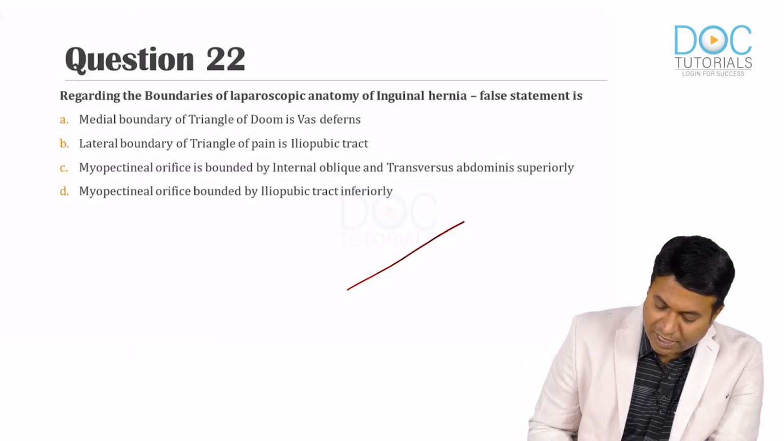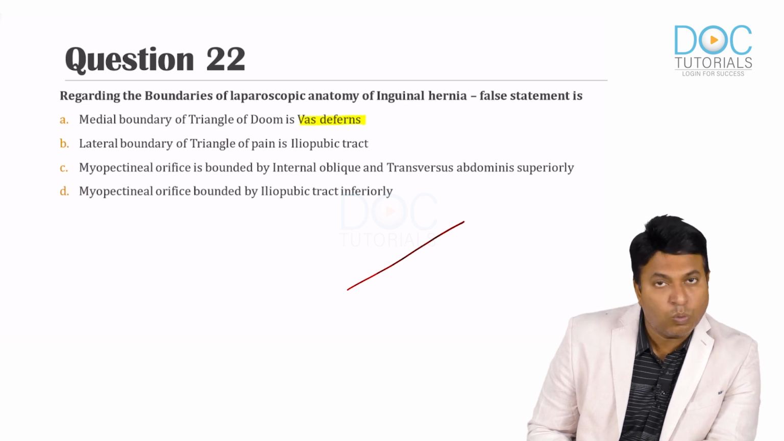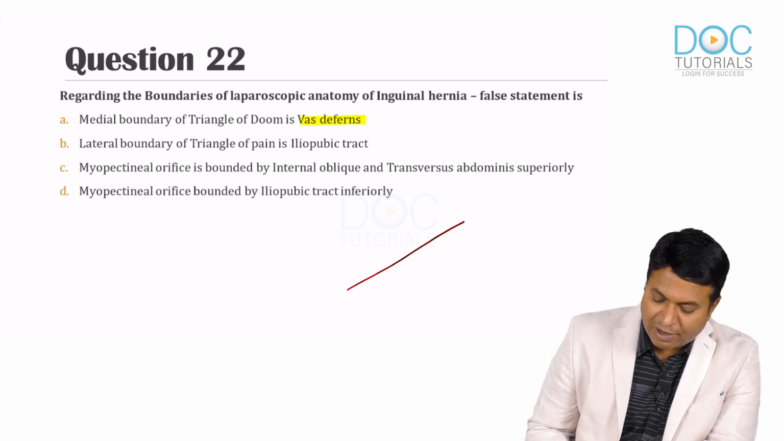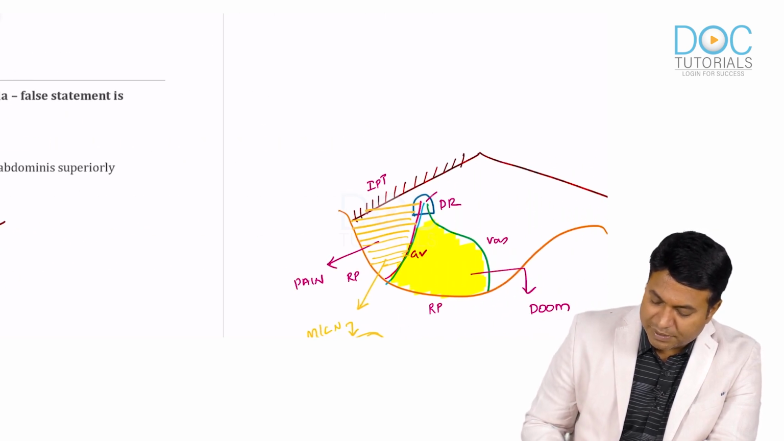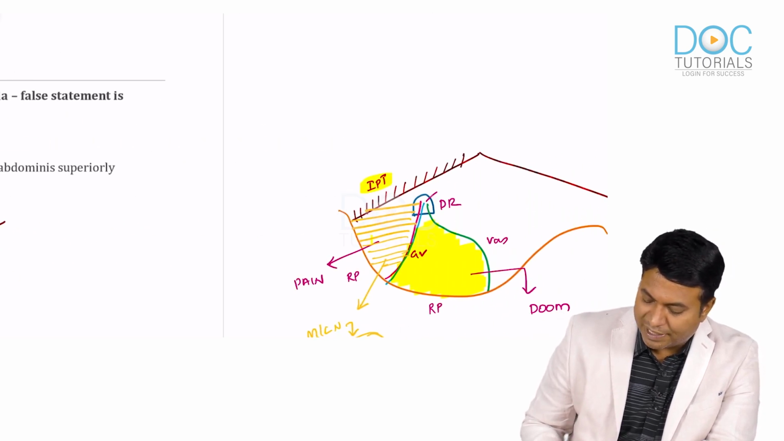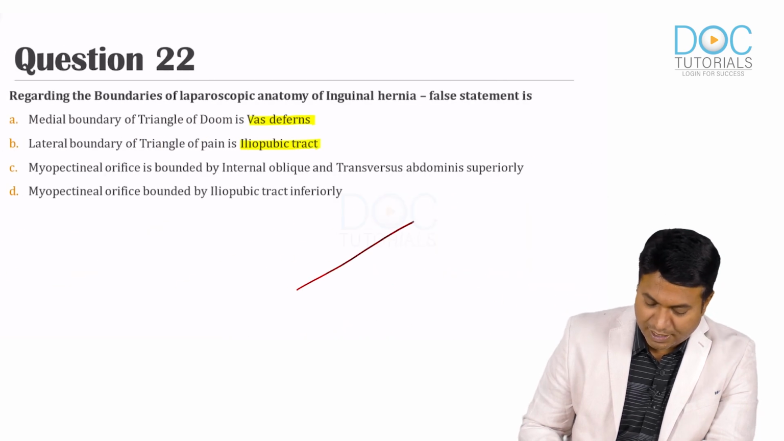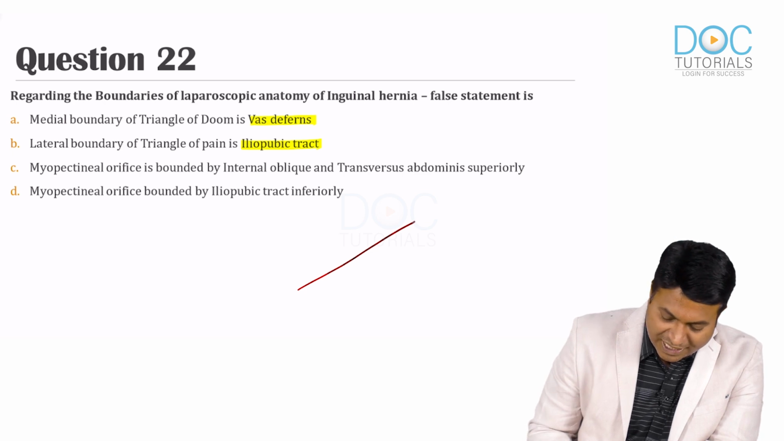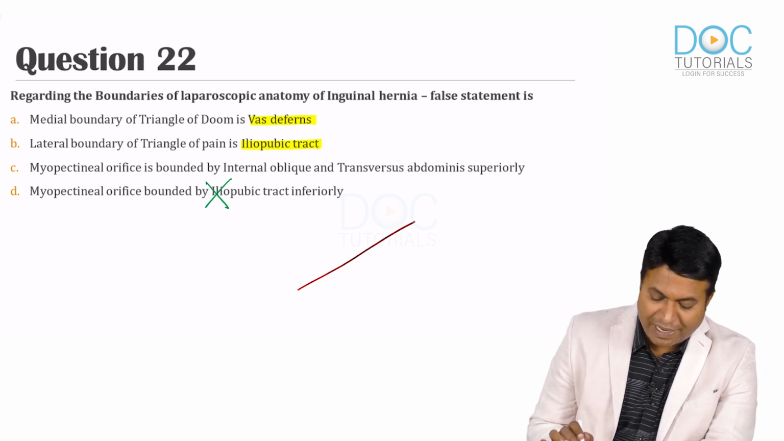Medial boundary of triangle of doom is vas deferens, true. Triangle of doom medial boundary is vas deferens. Lateral boundary of triangle of pain is iliopubic tract. You can see this is the lateral boundary of pain, iliopubic tract, and the medial boundary is vas deferens. So myopectineal orifice bounded by iliopubic tract inferiorly is wrong. It is not bounded by iliopubic tract.